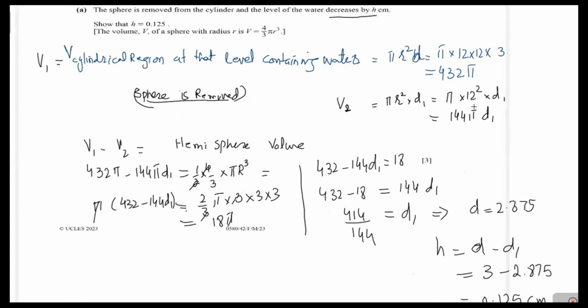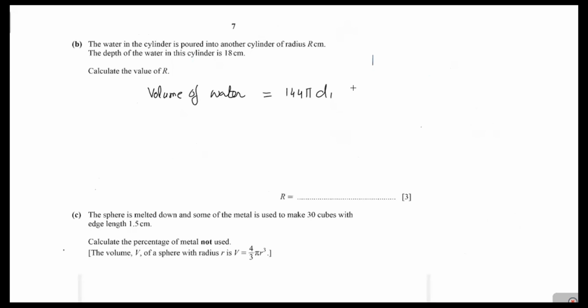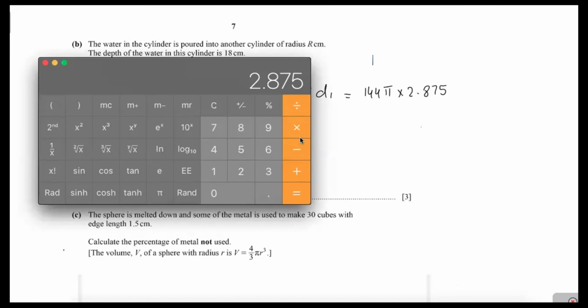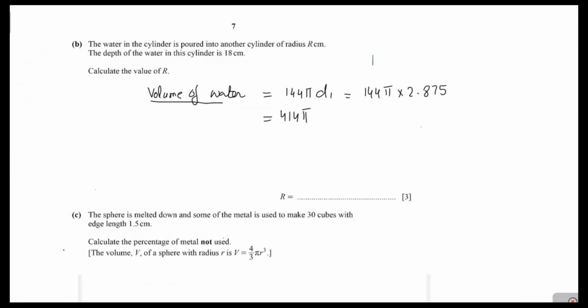This value we will use. Now you see here the value of D1 here is 2.875. Now we can write 144 multiply 144 pi multiply 2.875. You see here 2.875 multiply 144, that will be equal to 414. Now, therefore, 414 pi is the volume of water.